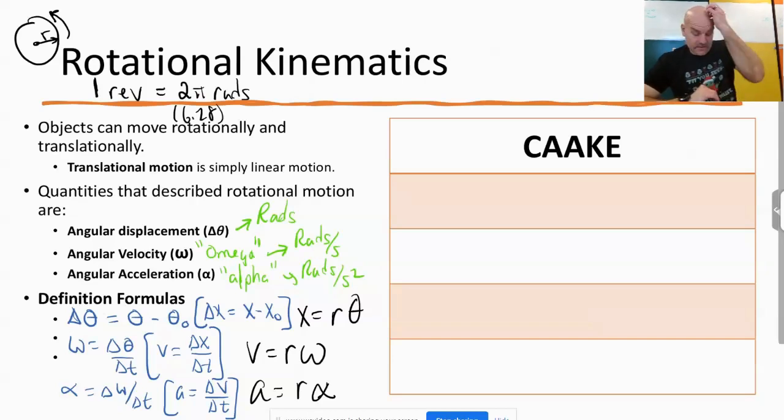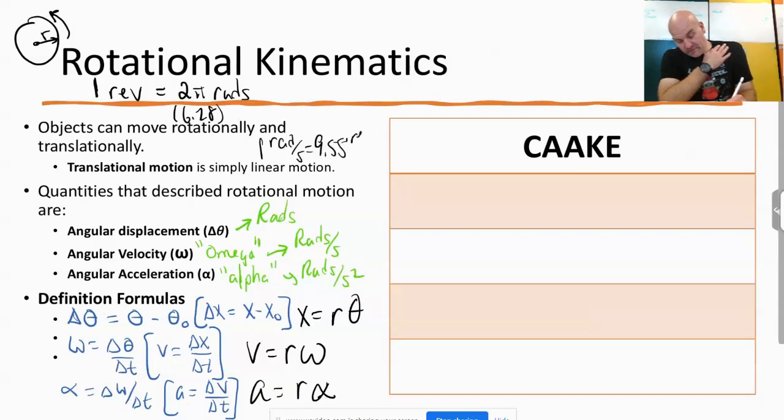And then, you may have to convert between revolutions per minute and radians per second, where you go from 1 revolution is 2 pi radians, and then 1 minute is 60 seconds. Or you can just say 1 radian per second is 9.55 revolutions per minute. And with that one, you would need to make sure that you memorize that, because that's not something given to you.